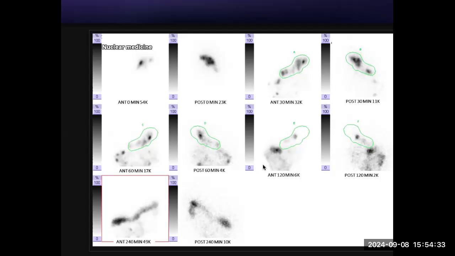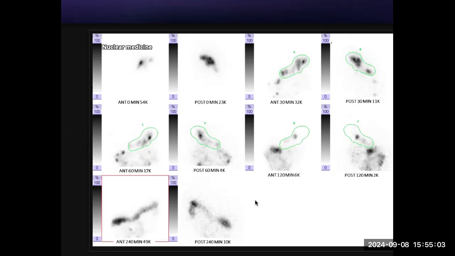So technetium-99 is labeled to a meal, and we ask the patient to swallow it, and then we take images at each time interval: at 0 minutes, 30 minutes, 60 minutes, 120 minutes, and 240 minutes. We expect 50% of the tracer to be eliminated at the end of 1 hour, and 90% of the tracer to be eliminated by 2 hours, and nothing to be seen at the end of 240 minutes.